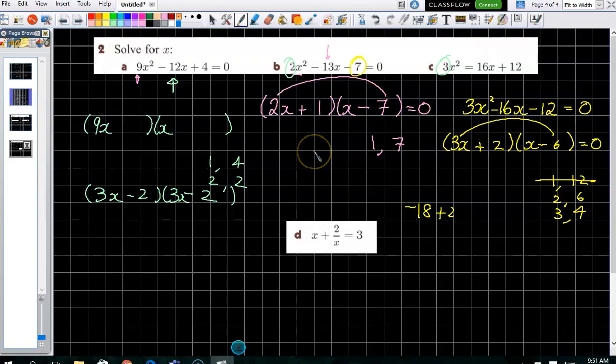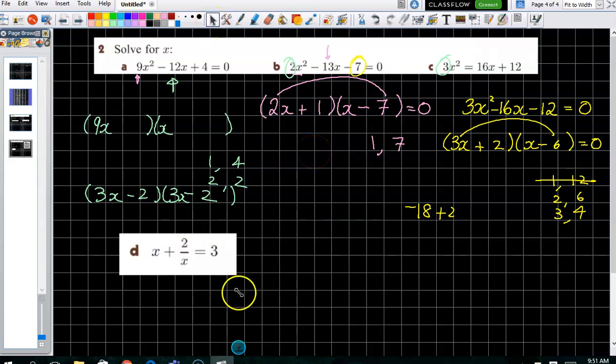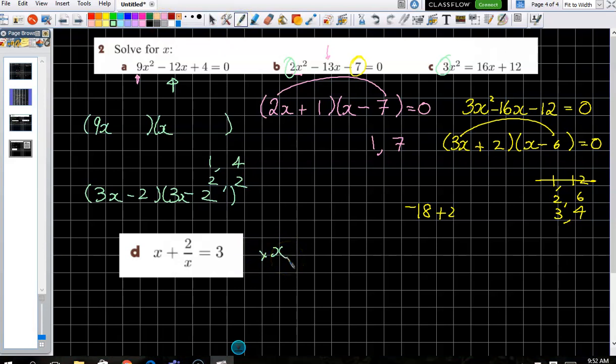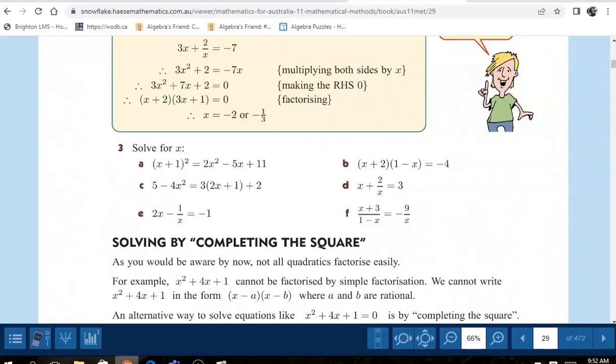So please listen. I can see some of you zoning. Okay, so with this one, we're going to times through. You're going to times through by x. What's x times x? It's not 2x squared, it's just x squared. When you times this by x, the divide by x disappears. Equals, when you times 3 by x, you get 3x. So this now becomes a pretty nice one to factorize. So don't get bamboozled and think, oh no, I can't do these. Yes, you can.